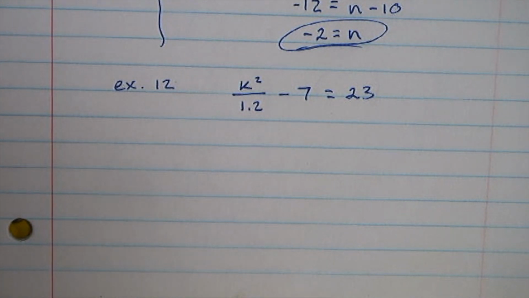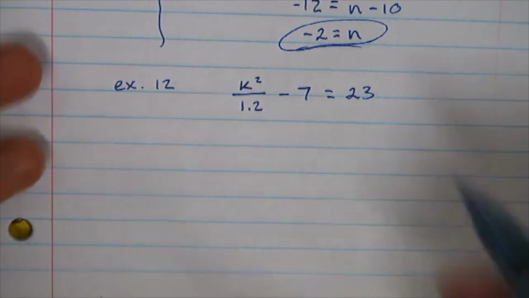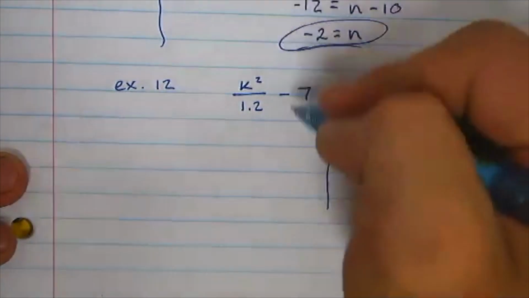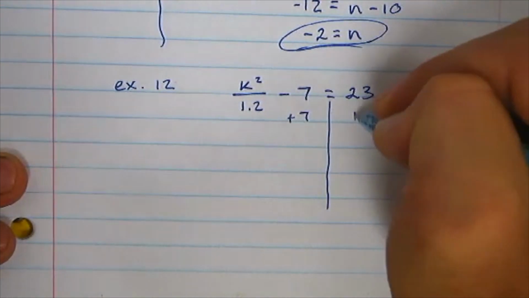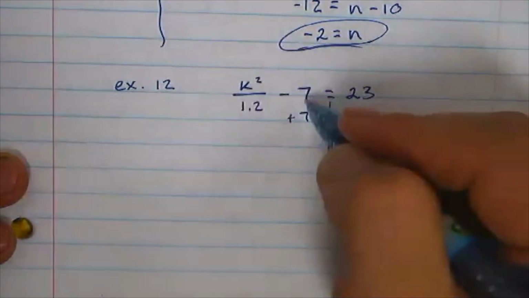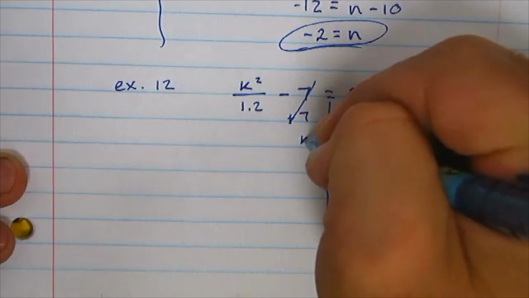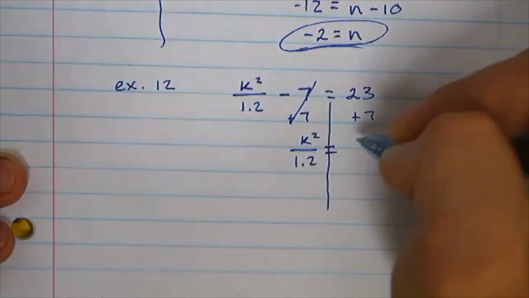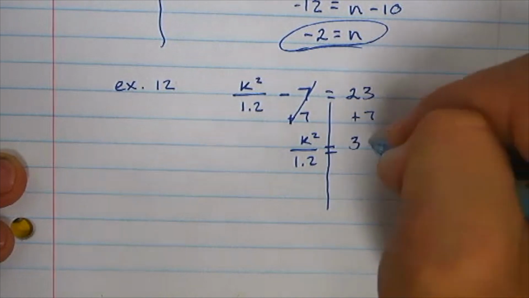So this one I am going to write my way through like I would, just so that we can see every little thing that's happening, all right? I know to start out, it's two-step, so I'm going to add the 7, add the 7. Those cancel out. On this side, I'm left with k squared over 1.2. You could also say k to the second power, and I have 30.